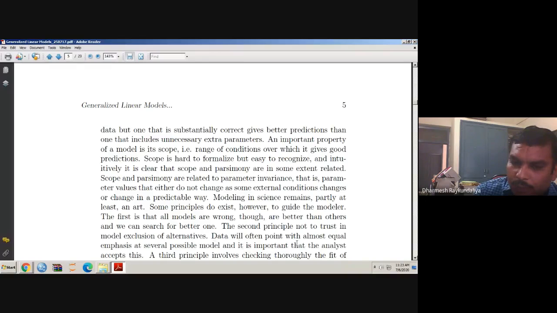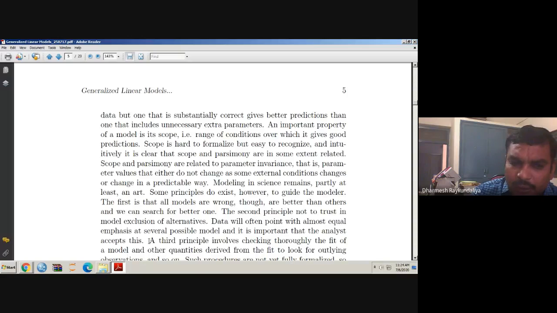Data will often point with almost equal emphasis at several possible models, and it is important that the analyst accept this. As I said, somebody is using the regression analysis, somebody says I wish to apply binary logistic. Let them, you have to accept. They have changed the scenario, they are looking at the data in a different way.